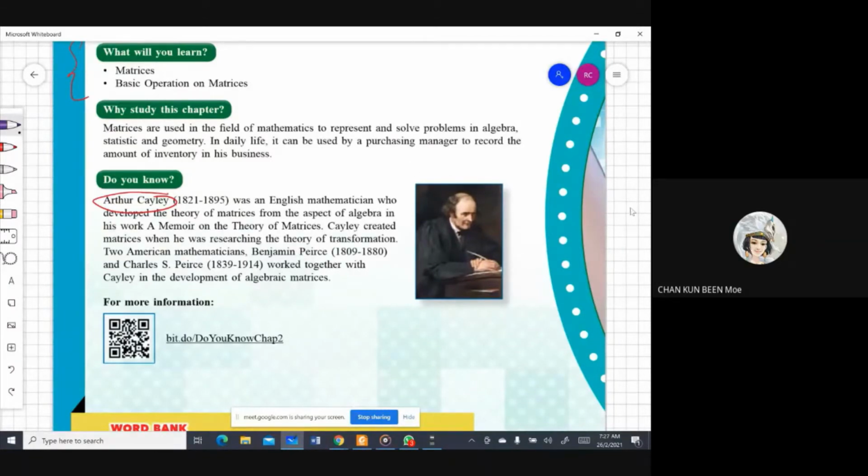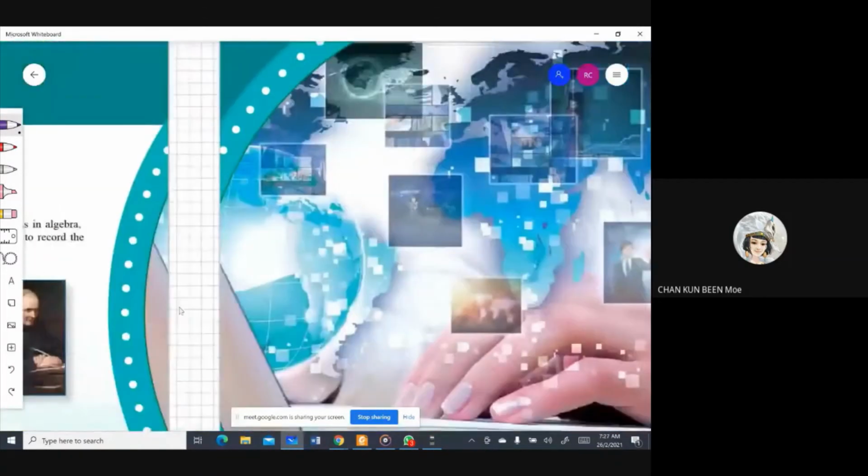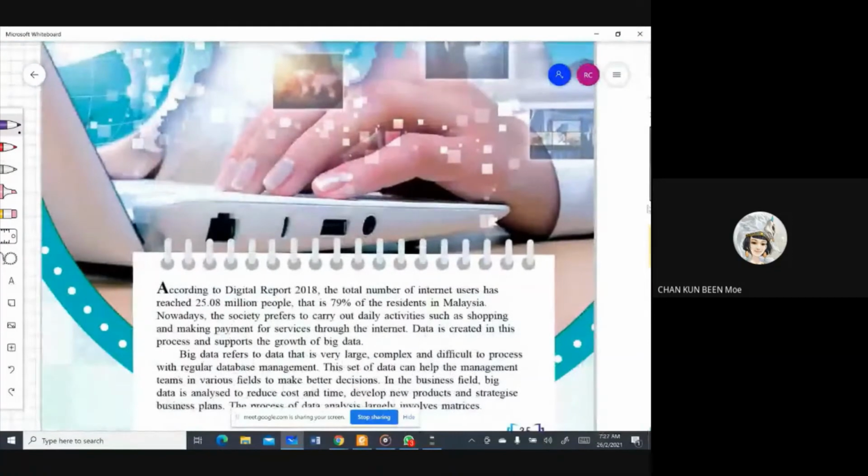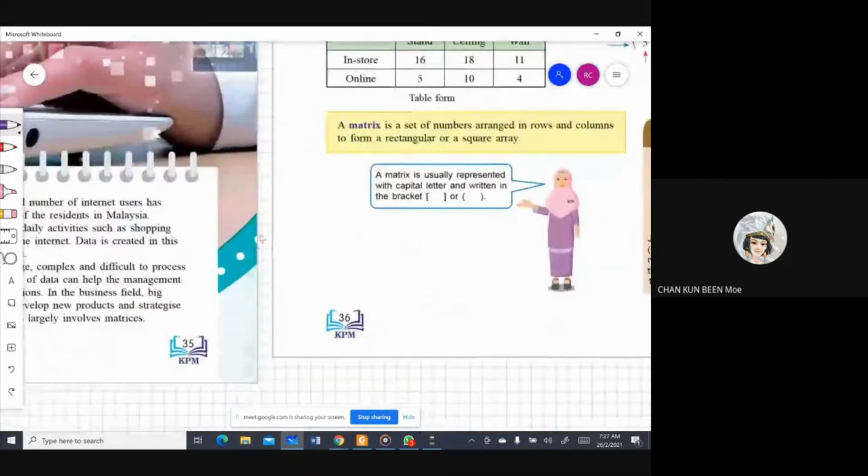I think we just skip this part. Hopefully you can go through it yourself. Okay, now this one also I think you go through it yourself. According to a digital report 2018, the total number of internet users has reached 25.08 million and so on. Yeah, it's very long. Okay, we go straight into the matrices now.